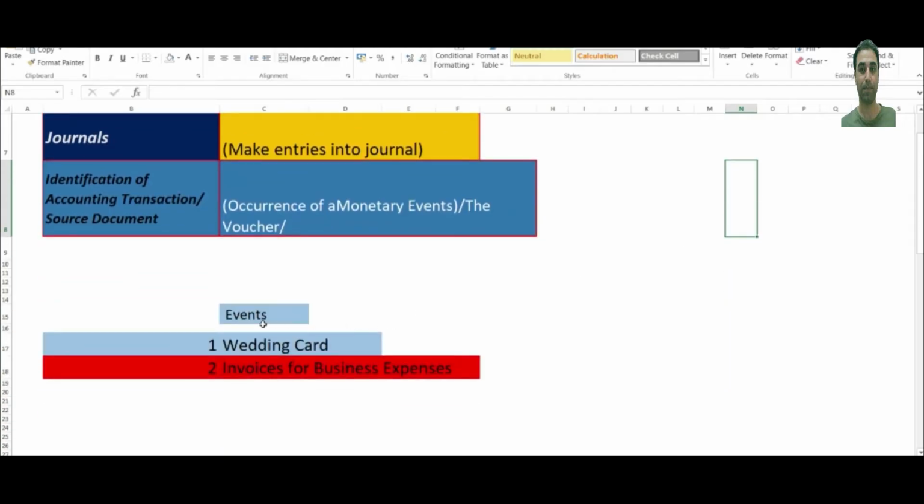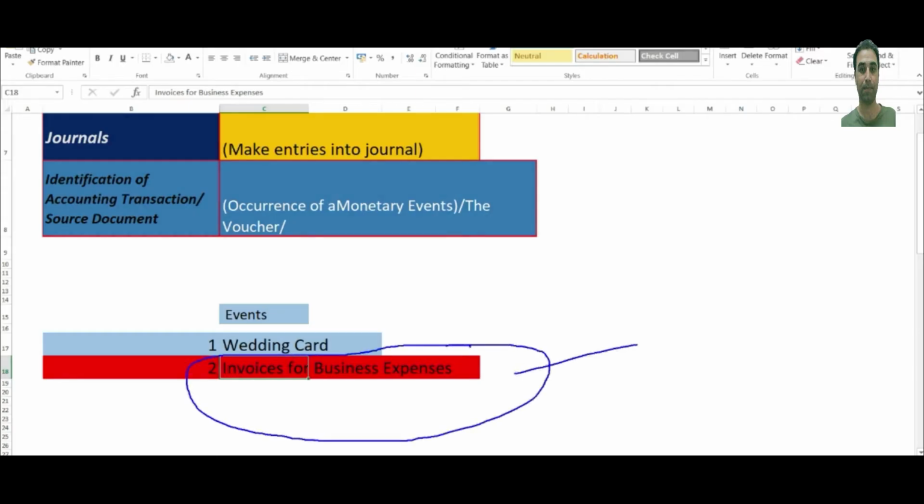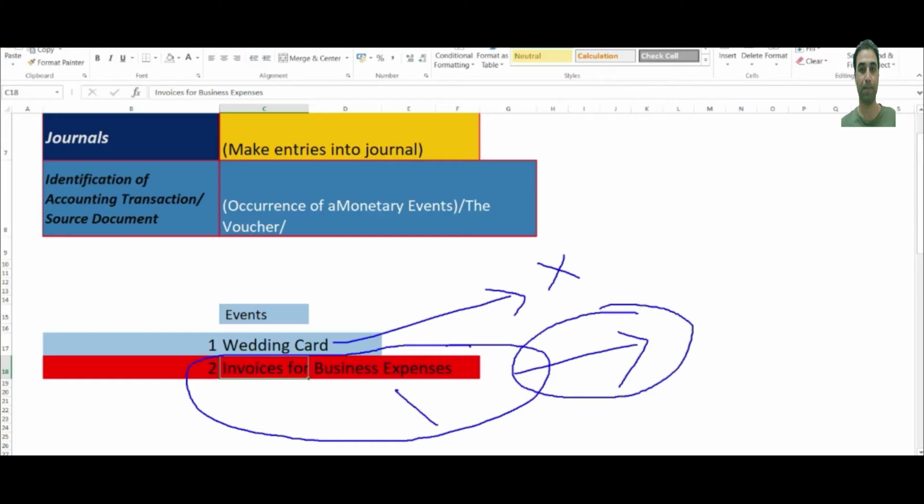Suppose you are sitting in your office and your boss comes in and hands over to you two documents. One is a wedding invitation card and the other is invoices for the business expenses that he has incurred. In this case, invoices for the business expenses are your monetary event and the wedding card is not a monetary event. So you will try to find out the accounting transaction within these business expenses. The first step is to identify the accounting transaction from a monetary event.